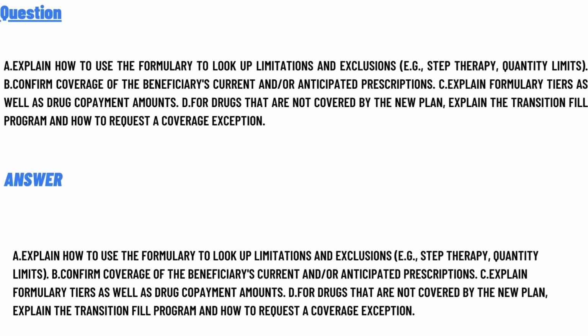The correct answer to the question is option A: explain how to use the formulary to look up the limitations and exclusions, step therapy, quantity limits. Option B, confirm coverage of the beneficiary's current and/or anticipated prescriptions. Option C, explain formulary tiers and drug copayment amounts. Option D, for drugs that are not covered by the new plan, explain the transition fill program and how to request a coverage exception. So that's the answer to the question.